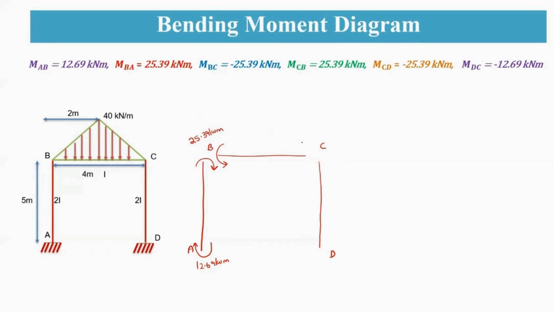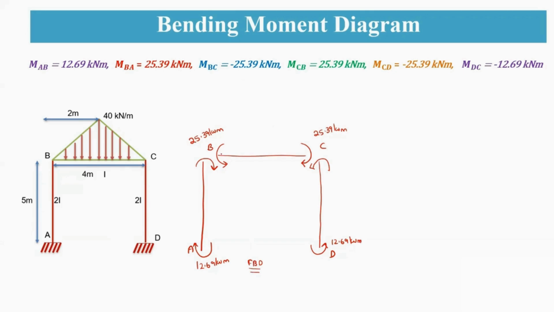And similarly, MCB, you are having a positive value, so that means clockwise. MCD, again, you are having anti-clockwise, so this is again 25.39 kilonewton meter, and this is again anti-clockwise direction. DC is also a negative value, so that is 12.69 kilonewton meter. So this is related to the final end moments. This is the free body diagram for this.